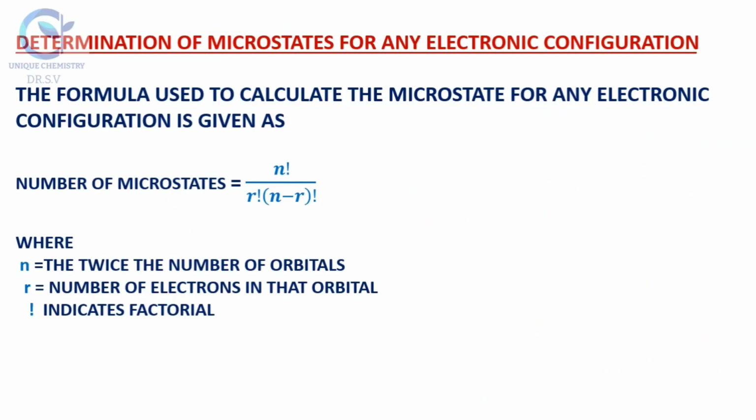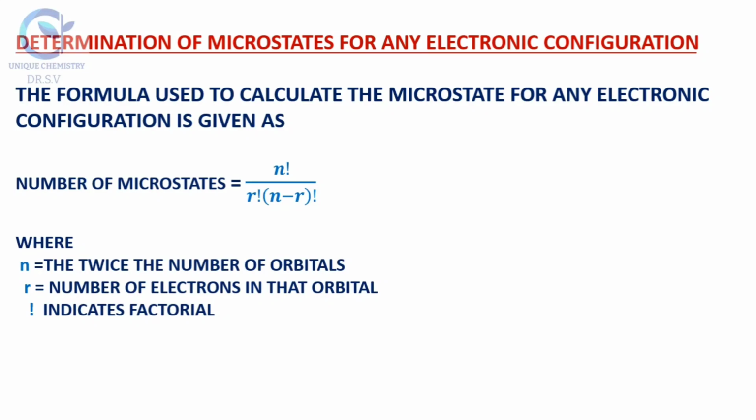Now, determination of microstates for any electronic configuration. We can calculate the microstates for any electronic configuration by using a very important formula. The number of microstates is equal to n factorial divided by r factorial into n minus r factorial, where n is equal to twice the number of orbitals.